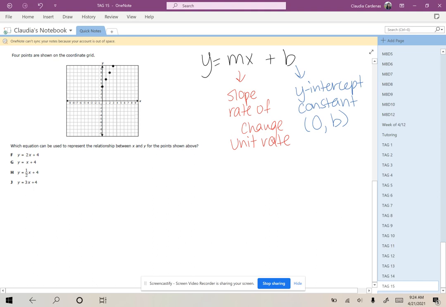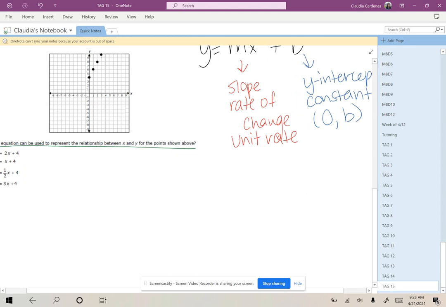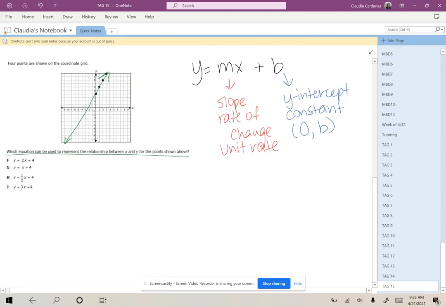So 4 points are shown on the coordinate grid. Which equation can be used to represent the relationship between x and y for the points shown above? Again, Ms. Cardenas does not like looking at answer choices. I'm going to first take what I know about this linear equation and set up my line so that I can figure out what the equation is first before I start getting distracted and tempted by answer choices. So I'm going to make a straight line as best as possible on my graph.